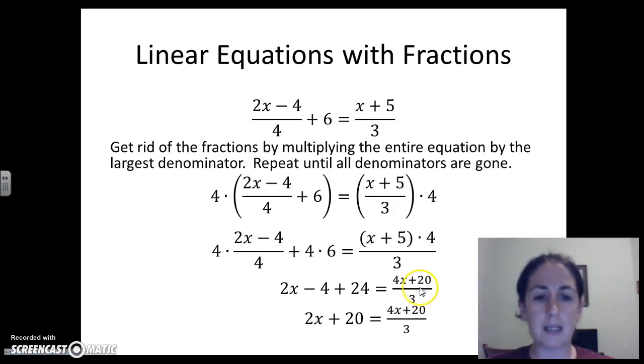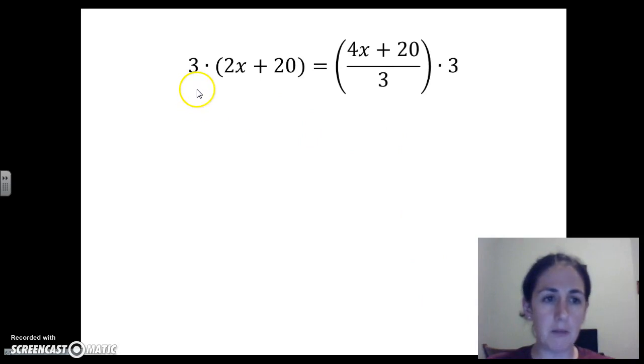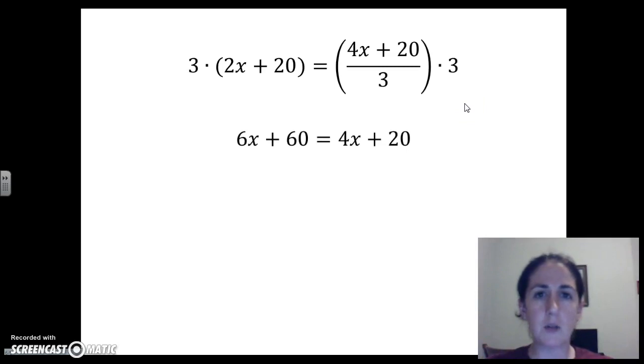Now let's repeat that exact same process, getting rid of this big denominator 3. Multiply the entire left-hand side by 3 and the entire right-hand side by 3. Distributing is important. Distribute the 3 here, and then these 3's are going to cancel. So we're left with 6x plus 60 equals 4x plus 20.